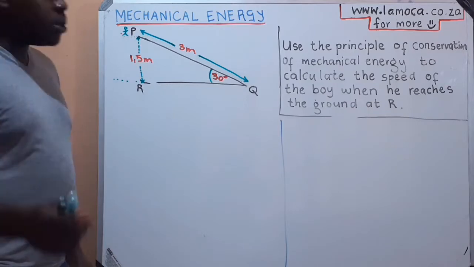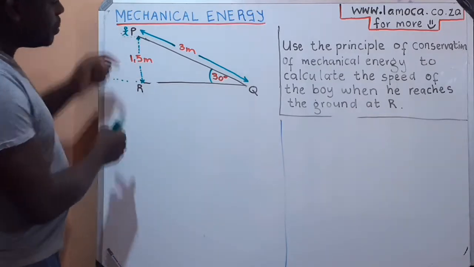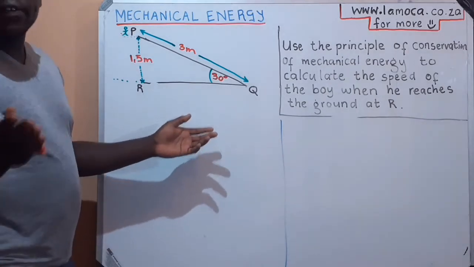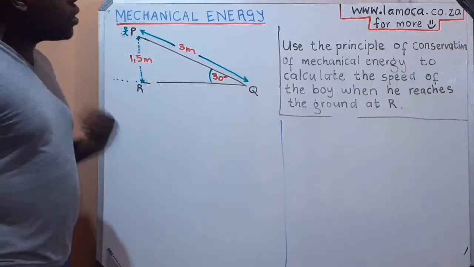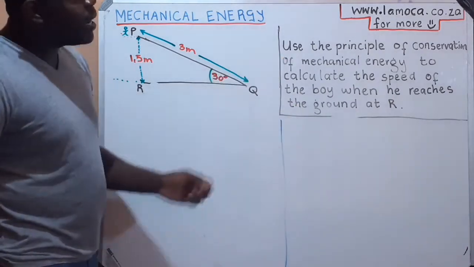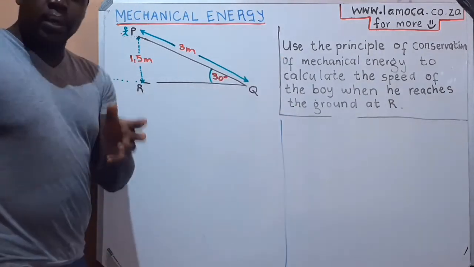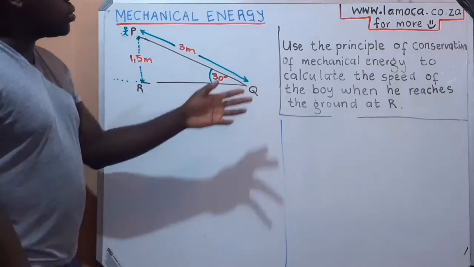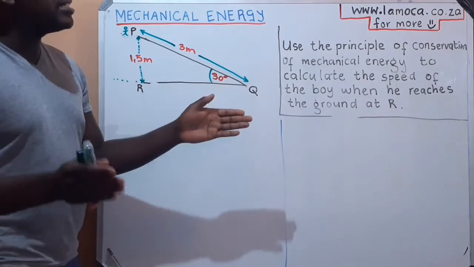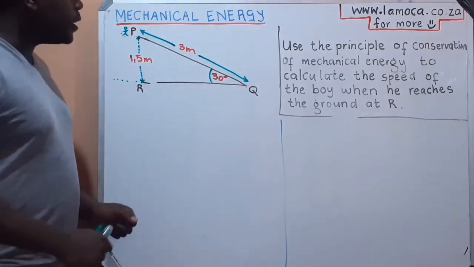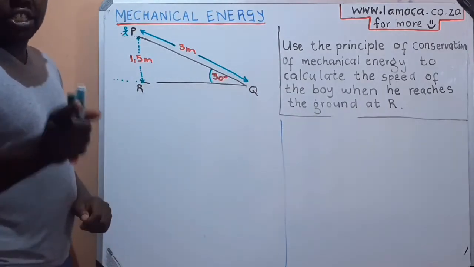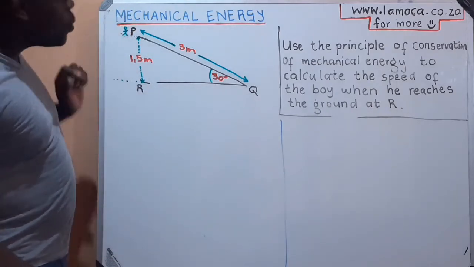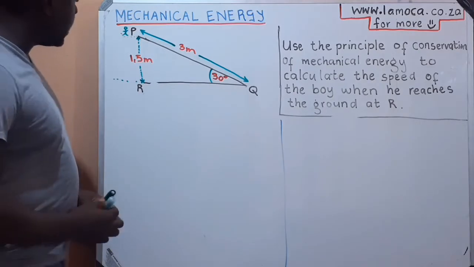Now most of you, because we are told that section PR is frictionless, you are thinking, well, I could use equations of kinematics. However, it's wrong for this question because the examiner here is asking you to only use the principle of conservation of mechanical energy. We know there's a lot of things that you could apply to solve this question, but we want to restrict you to using the principle of conservation of mechanical energy, which states that the total mechanical energy at the initial point is equal to the total mechanical energy at the end point.